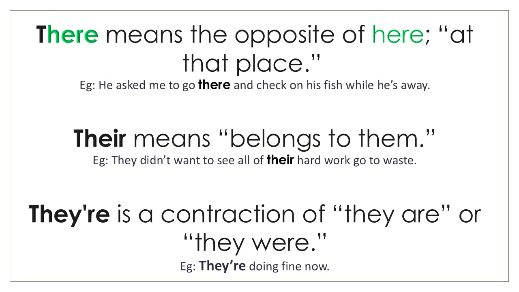For example, he asked me to go there and check on his fish while he is away. Now T-H-E-I-R, their, means something that belongs to them. For example, they didn't want to see all of their hard work go to waste. Now they're is a contraction of they are. For example, they are doing fine now.